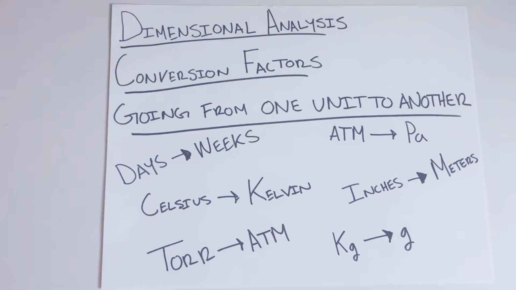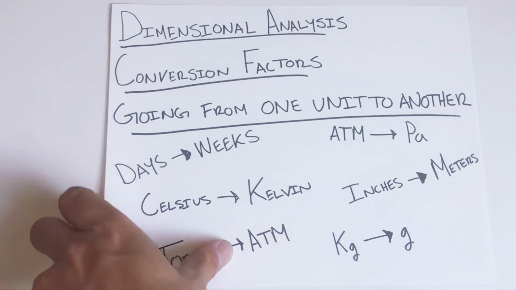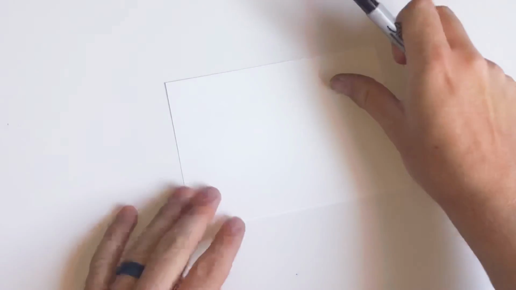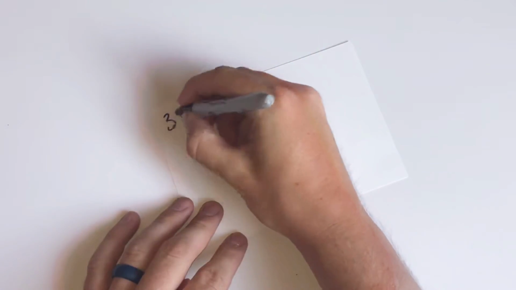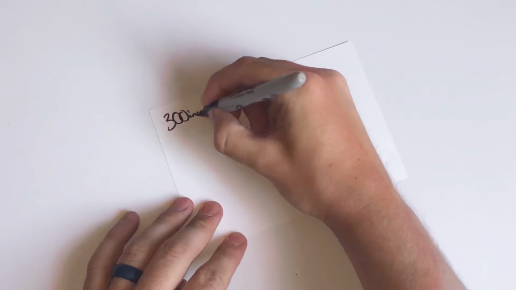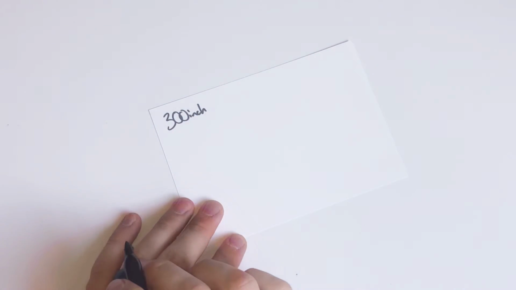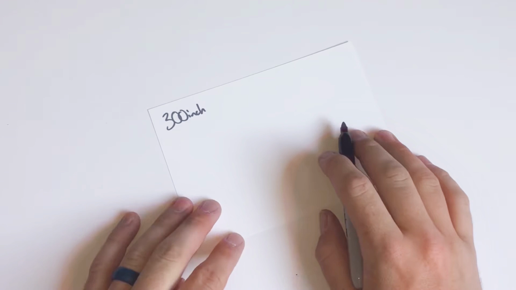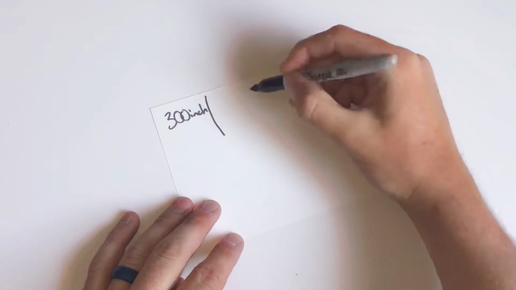Today we're going to be talking about dimensional analysis. To put it simply, how are we getting from one unit to another? Let's get started. So, say we have 300 inches of rope or whatever. We need to take that 300 inches and be able to put it into meters. Everybody does this a little different.